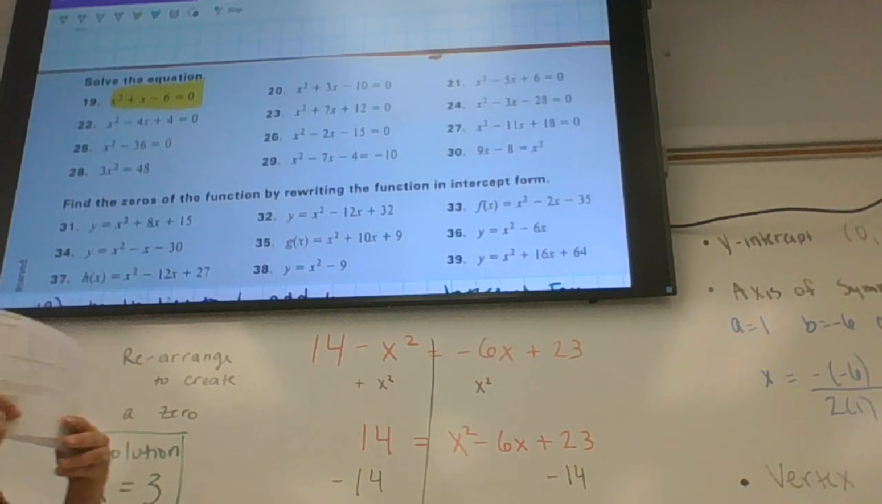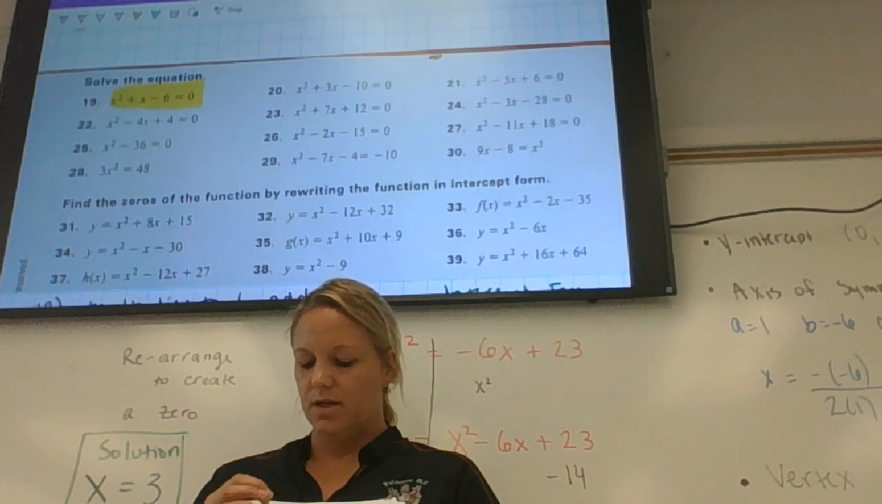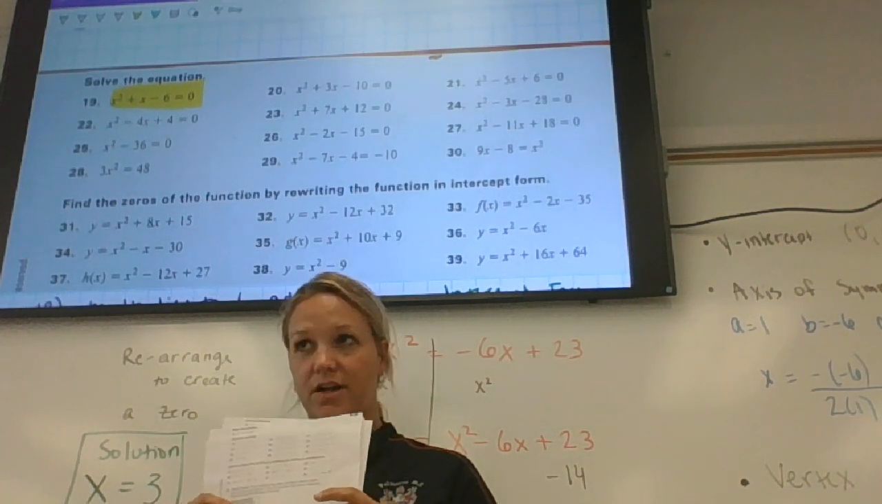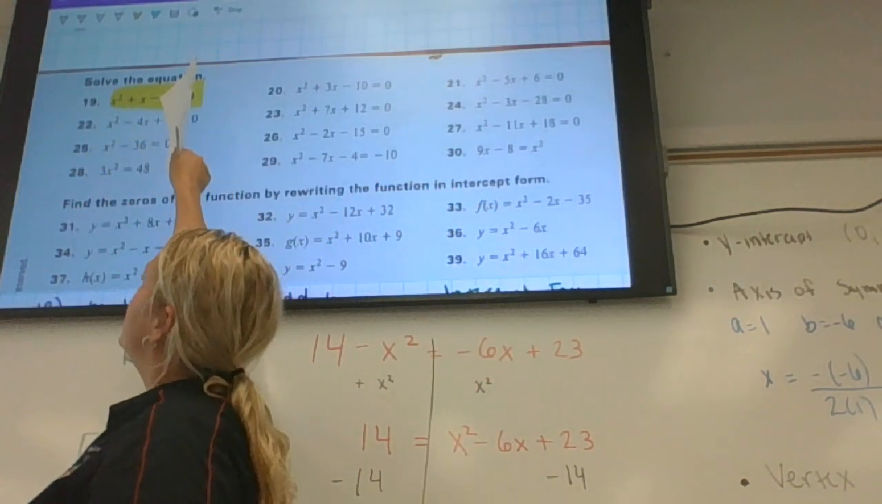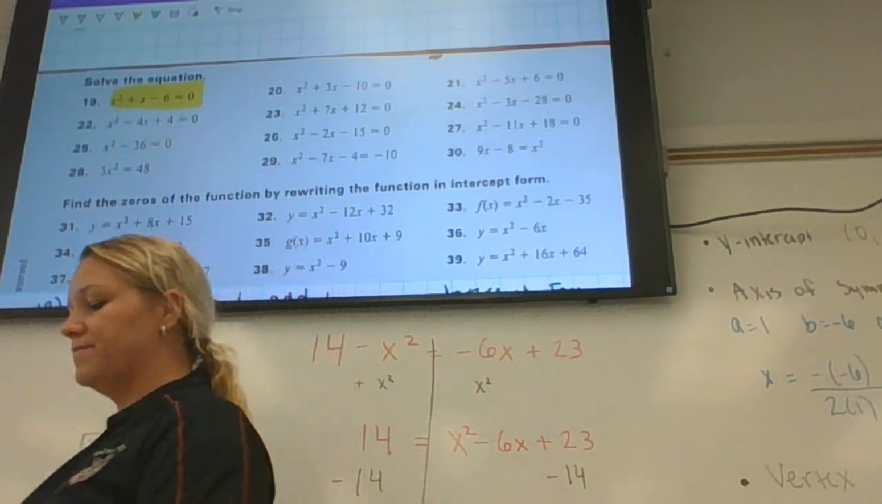For the rest of the class, you're working on this handout. Whatever's not done in class is homework. This is not graphing. We are done graphing. We are factoring. The whole thing. You're looking for numbers that multiply to the last one and add to the middle one. You're putting it in parentheses and you're solving it.